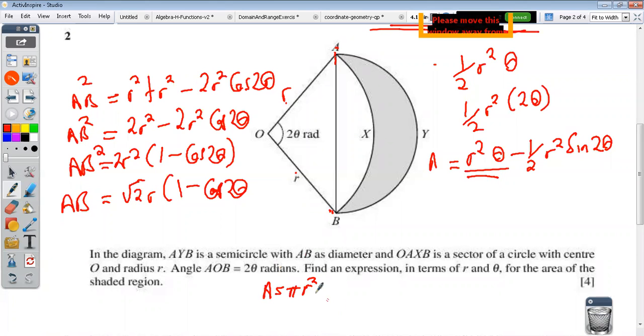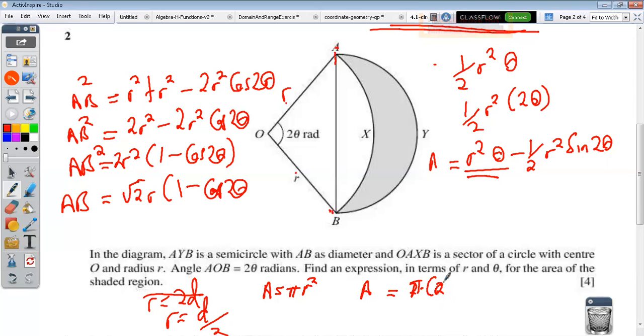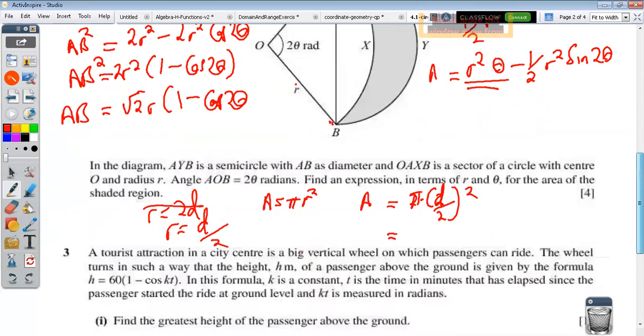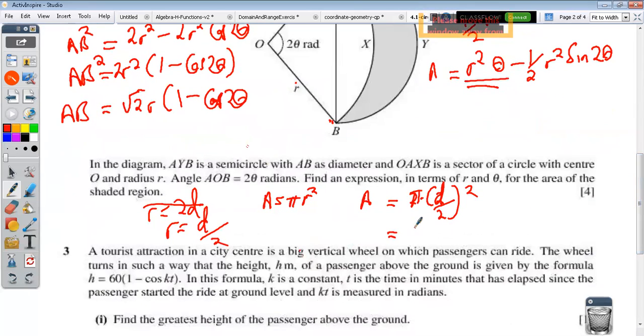Clear? And in terms of diameter, r is equal to d over 2. So if I was to multiply pi by the radius squared, and radius is equal to diameter over 2, it means pi times d over 2 squared. So in terms of the area of a circle using the diameter, it's actually equal to pi d squared over 4. That's the area of a circle using diameter.